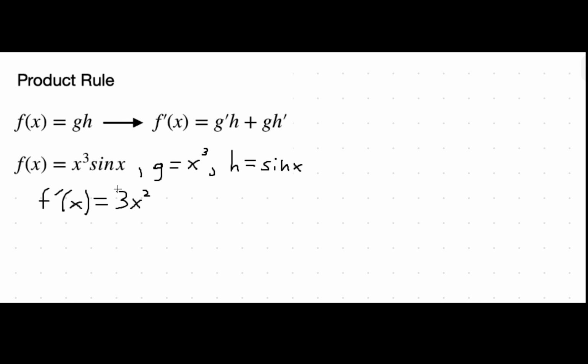So the first term in our equation is going to be 3x squared. And now we just multiply that by h. Well, our h in this case is going to be sine of x. So we're just going to multiply by sine of x then.